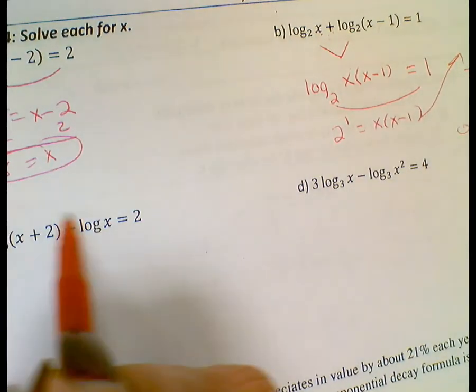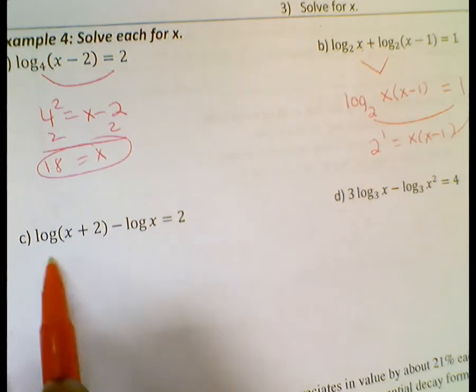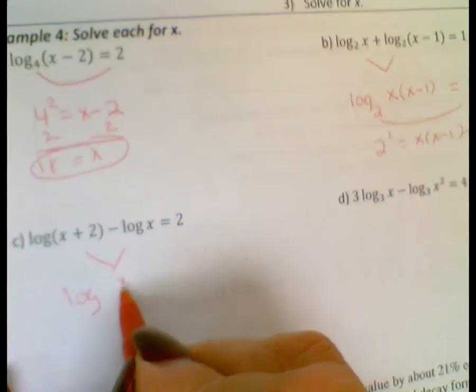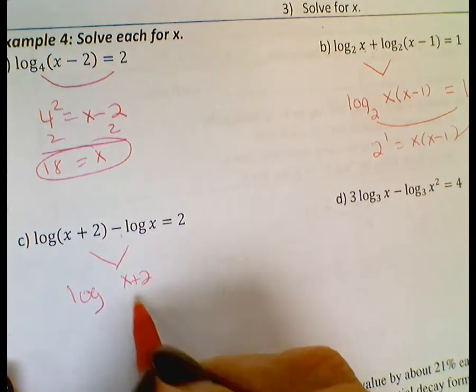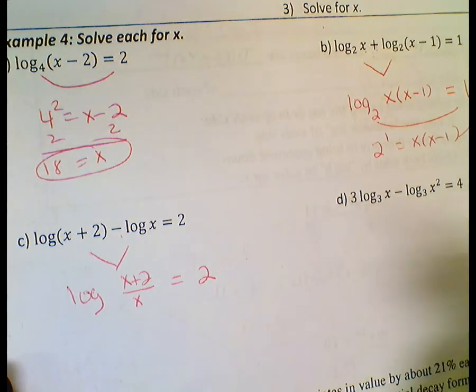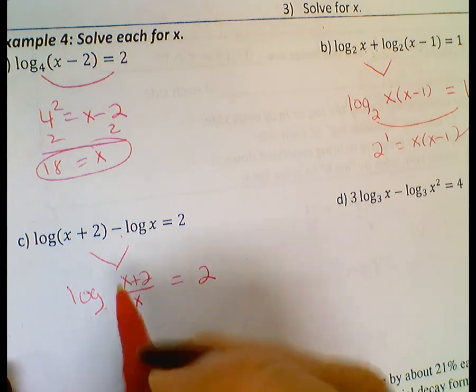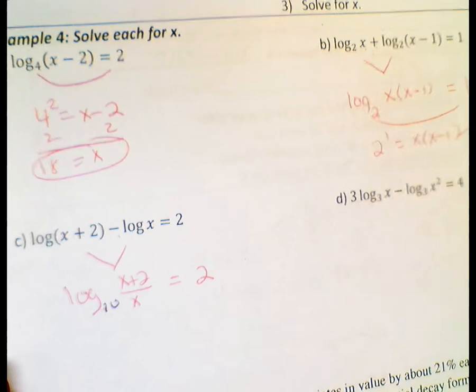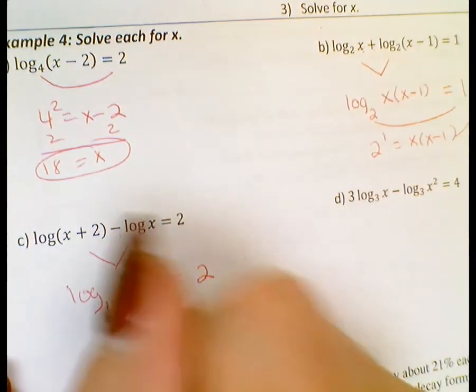So in this problem, you guys see that you have to condense? You see how you have 2 logs on one side? So we're going to condense. So it's log of x plus 2. Because of the minus, we're going to divide by x and set this equal to 2. Now, what is the base if they don't write one? I want everyone to fill in a 10 right here. Fill in the 10. So we're going to swoop.